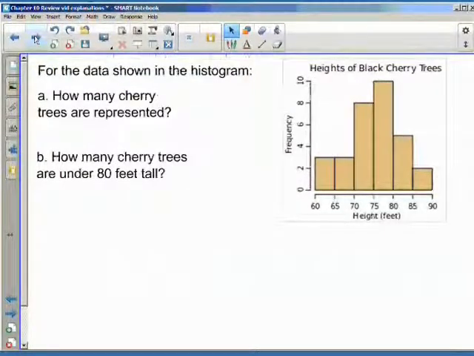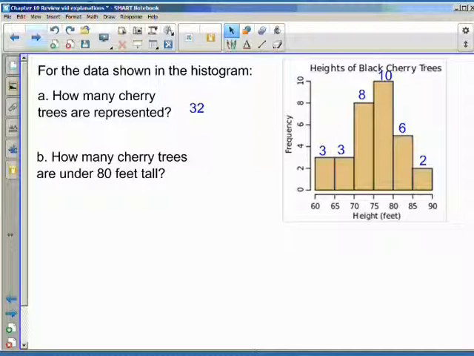For the data set shown in the histogram, how many cherry trees are represented? Well, the only way to find this is to actually count the height of the frequency for each interval from, let's say, 60 to 65, 65 to 70, and so on. And what we find is when you do that, you add those all up, you get 32. So there were 32 in this data sample.